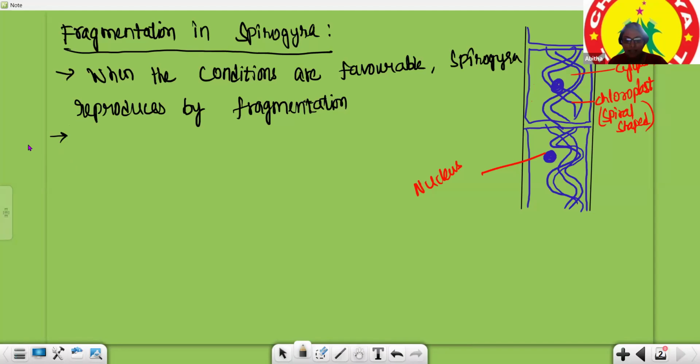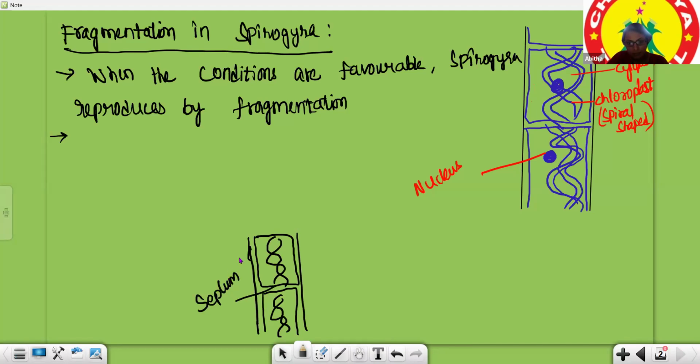Okay, next one: fragmentation occurs by dissociating the filament at the cross wall into one or more segments. So if you take Spirogyra, this is the spiral chloroplast it is going to have, and in the middle a septum arises. Because the septum is formed in the middle, it can produce two individuals.